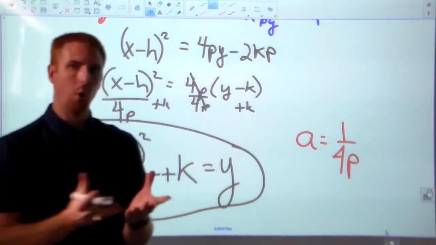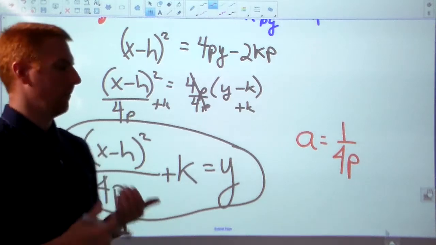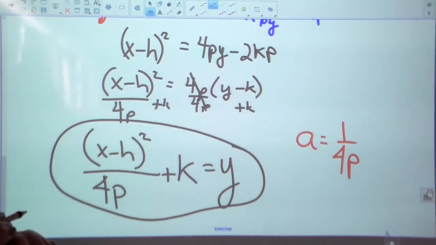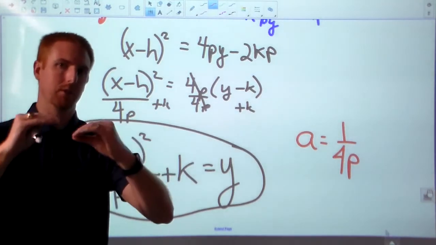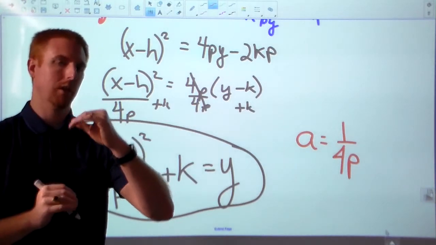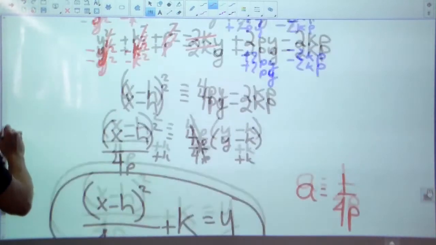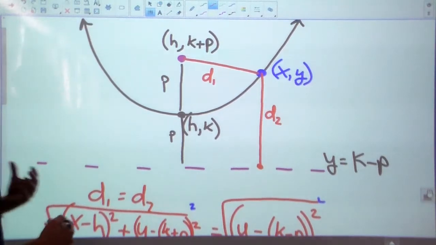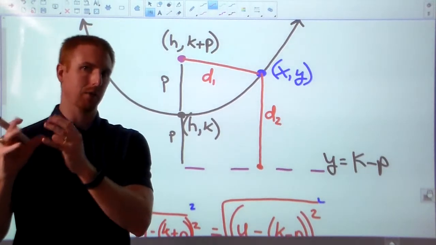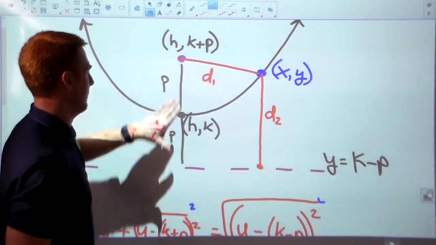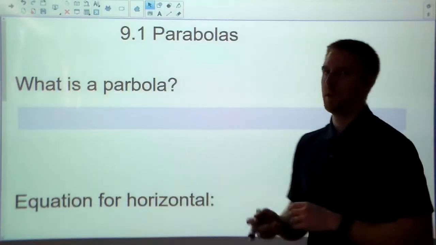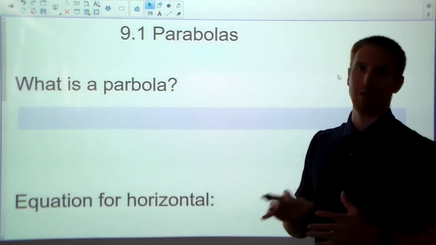So a affects the opening pattern. 1 over 4p tells you p is that distance from the vertex to the focus and to the directrix. Let me flash back up to show you that. That's how we use that leading coefficient a out front to define what this distance is right here and here. Now we've done all the preliminary work, let's go ahead and formalize all this.